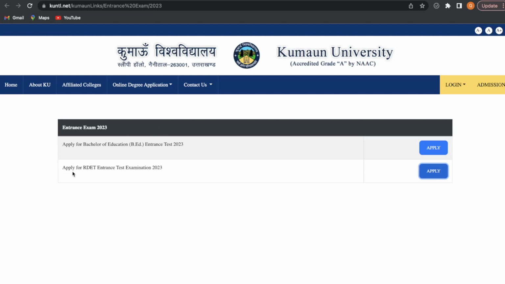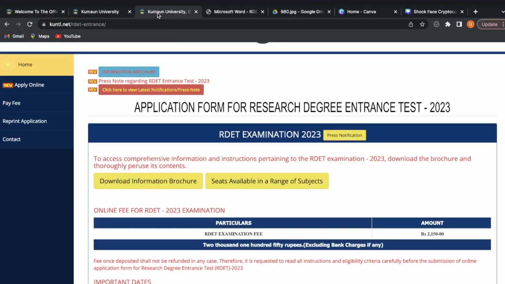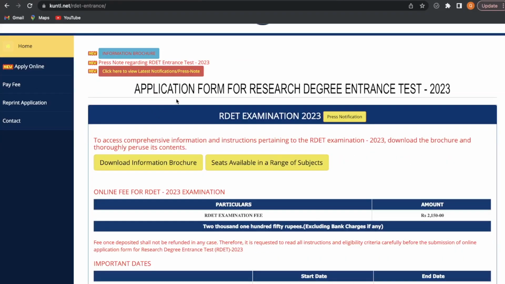Now, to apply for the RDET entrance test examination, what you have to do, you have to check the website. This is the application form for the research degree entrance test. This is RDET. So they have named a new name, RDET, instead of the PhD entrance, or somebody says like research entrance test, and they have written research degree entrance test. So this is the notification.